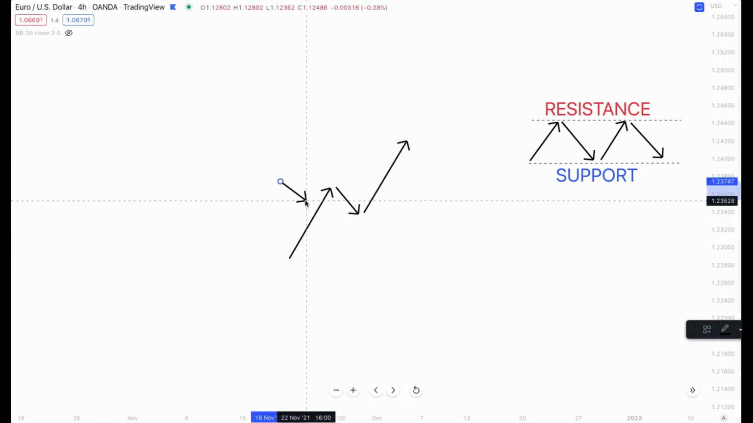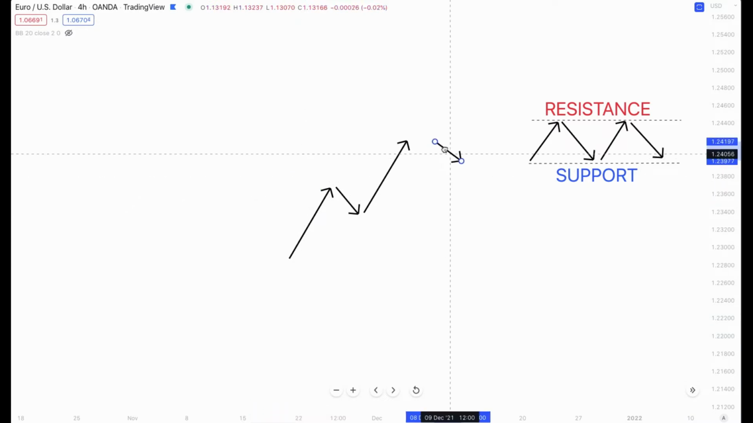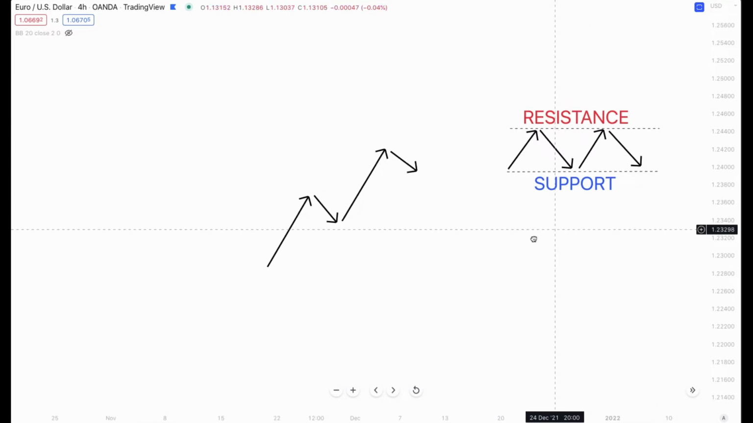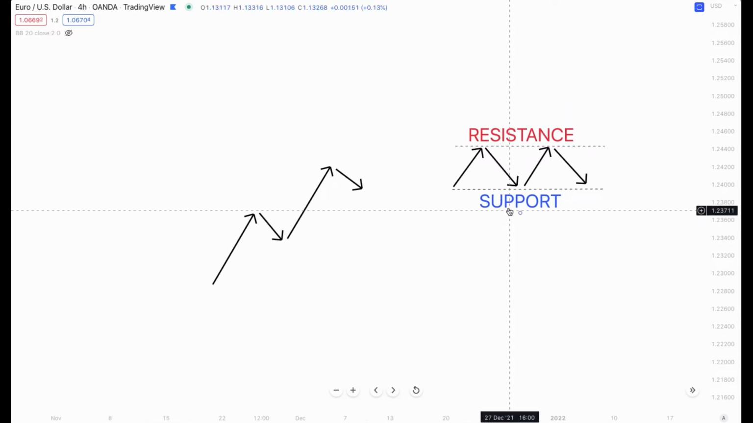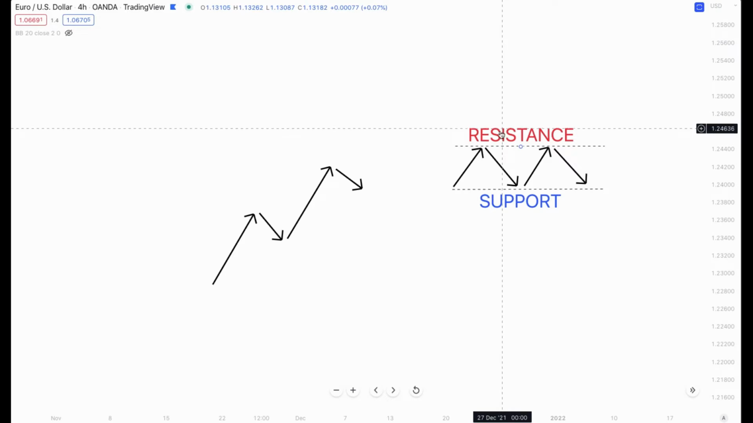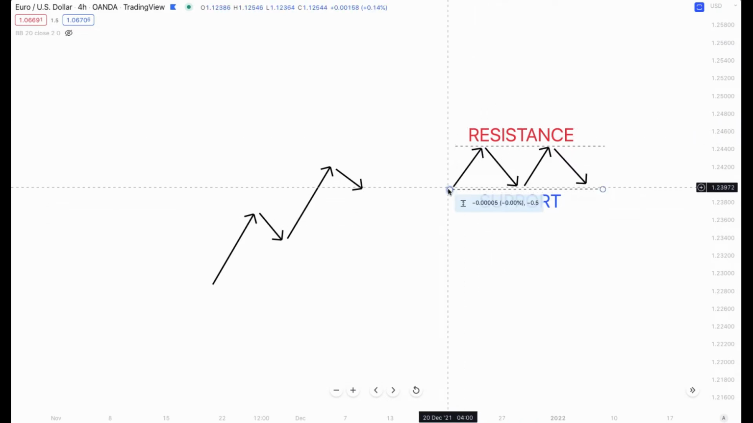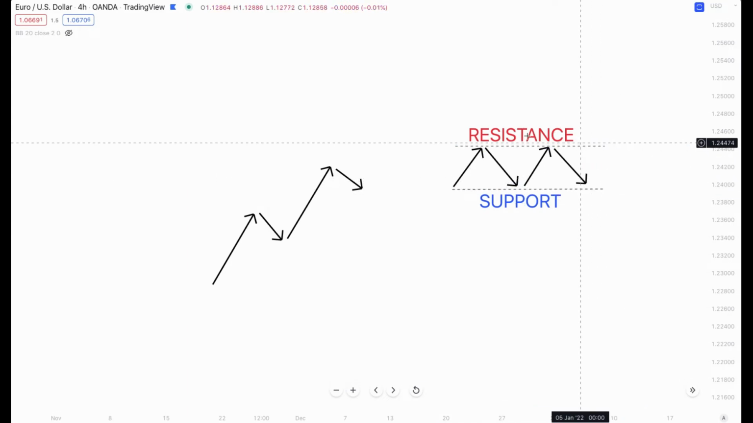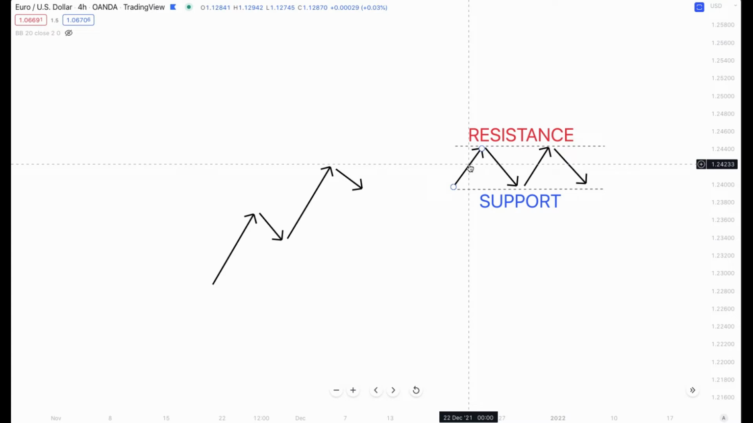Most of the time, markets do not trend. Most of the time, markets range, just like this. All right. So how do we find our support and resistance levels on a chart? We simply look for areas where price is struggling to push through on either side. And that is how we will identify support and resistance levels.